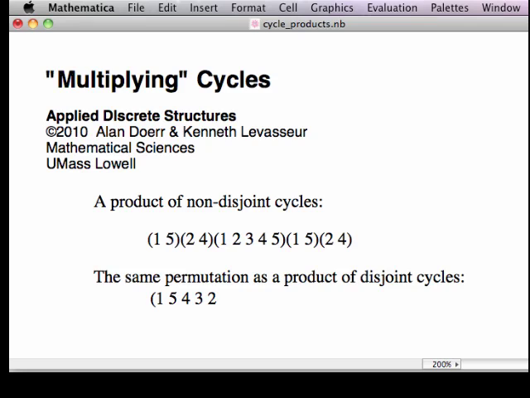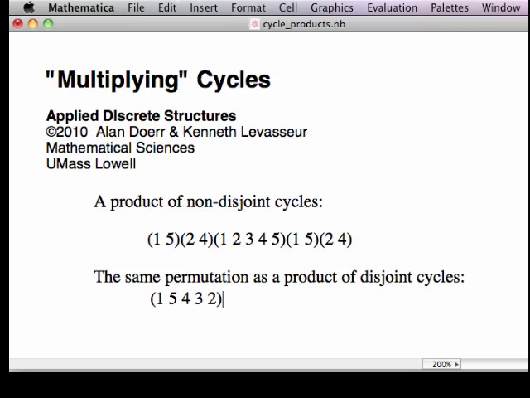Now at this point, we have all the numbers 1 through 5 appearing. There's not much else that can happen except 2 moving to 1, but we can verify that. 2 moves to 4, 4 to 5, and 5 to 1. So we close this off.